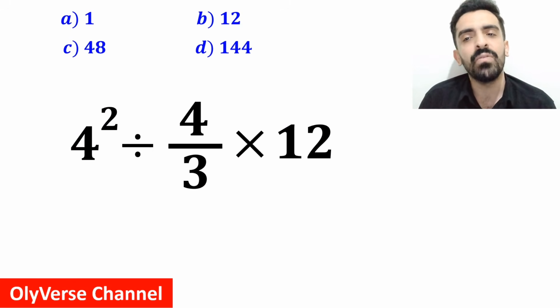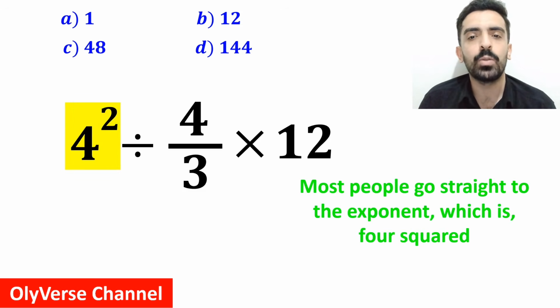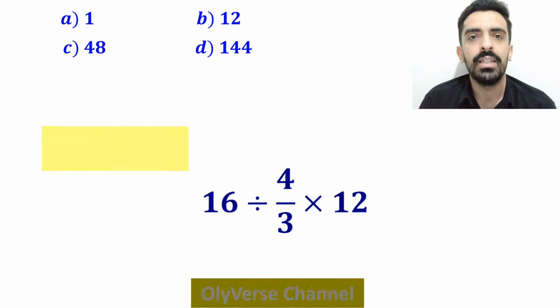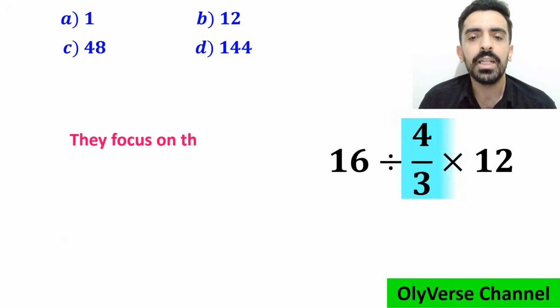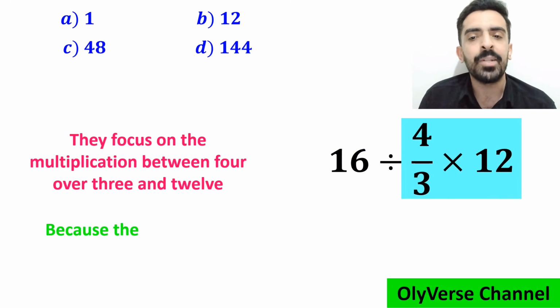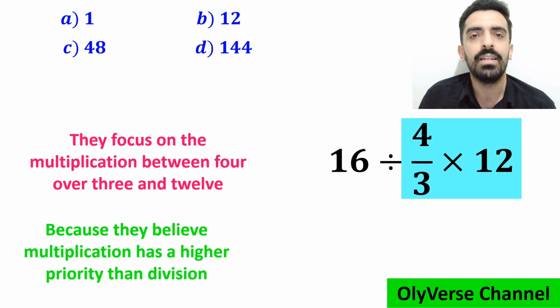The first step to solve this question: many people go straight to the exponent, which is 4 squared, and write this expression as 16 divided by 4 over 3 multiplied by 12. In the next step, they focus on the multiplication between 4 over 3 and 12 because they believe multiplication has a higher priority than division.